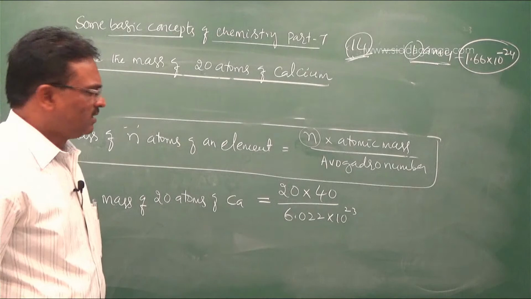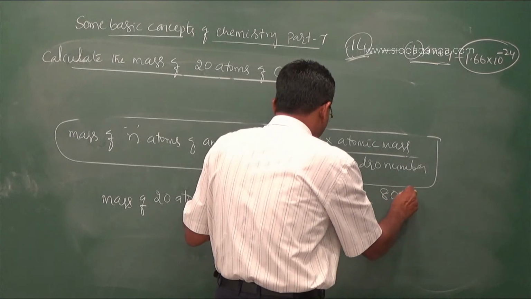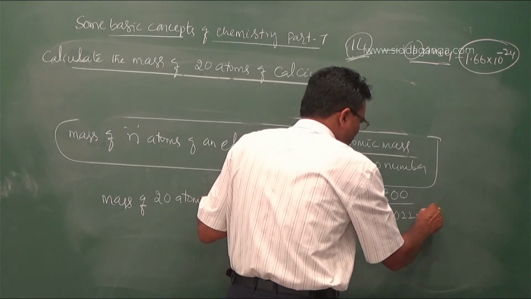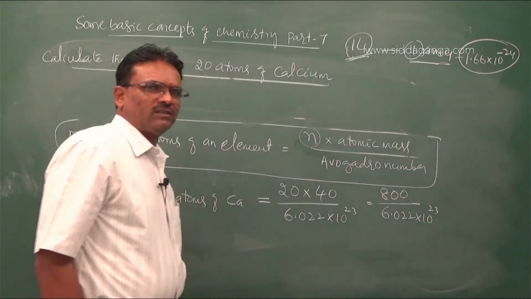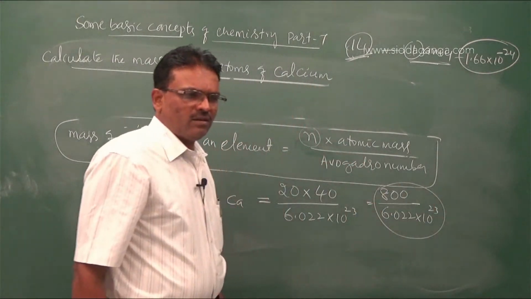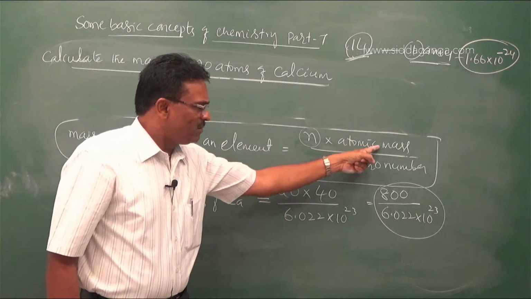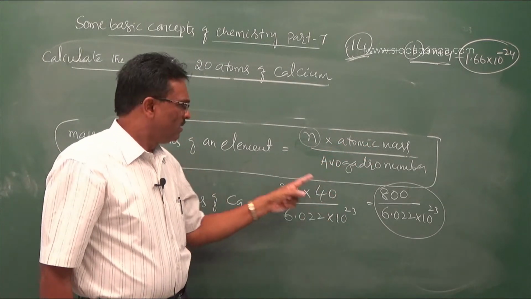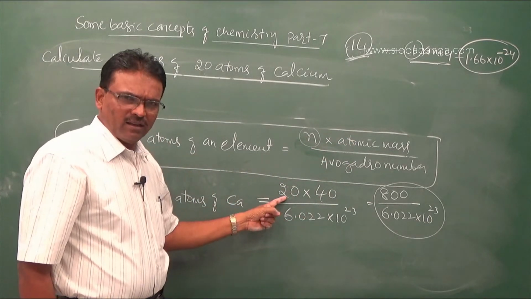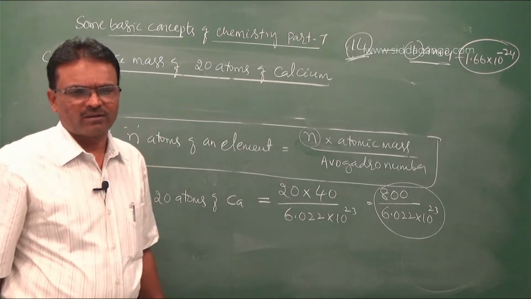Clear? So this value is equal to 800 divided by 6.022 into 10 to the power of 23. Clear? So this is your answer. So 20 is the number of atoms n. Then atomic mass of calcium is 40. N into atomic mass by Avogadro number. Number of atoms 20. Atomic mass is 40. 20 into 40 divided by Avogadro number.